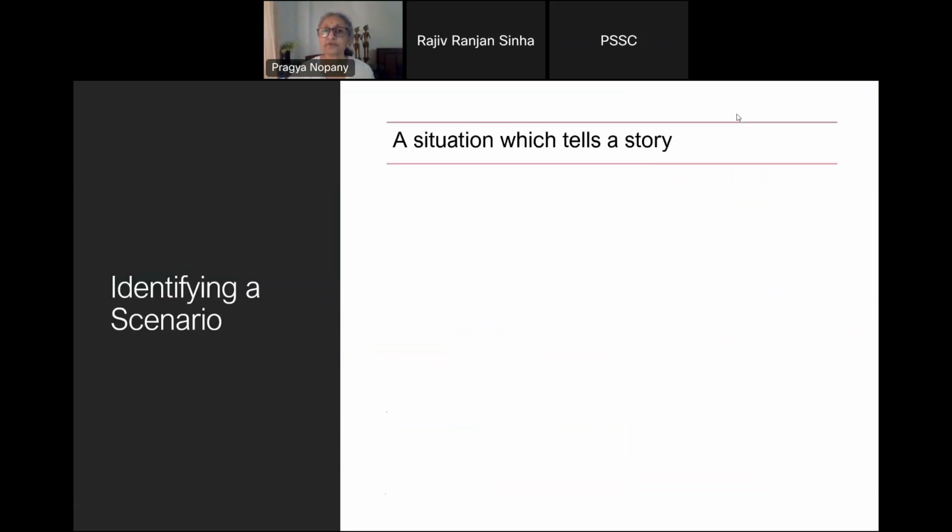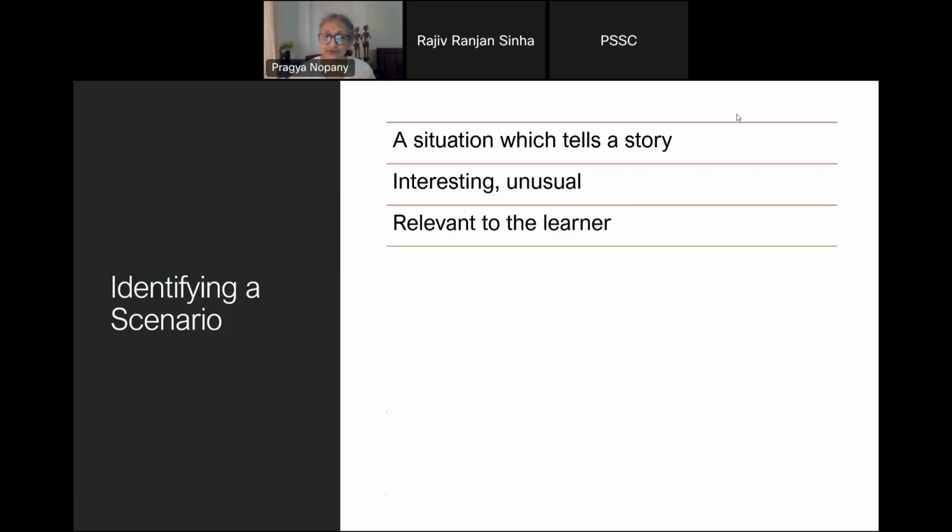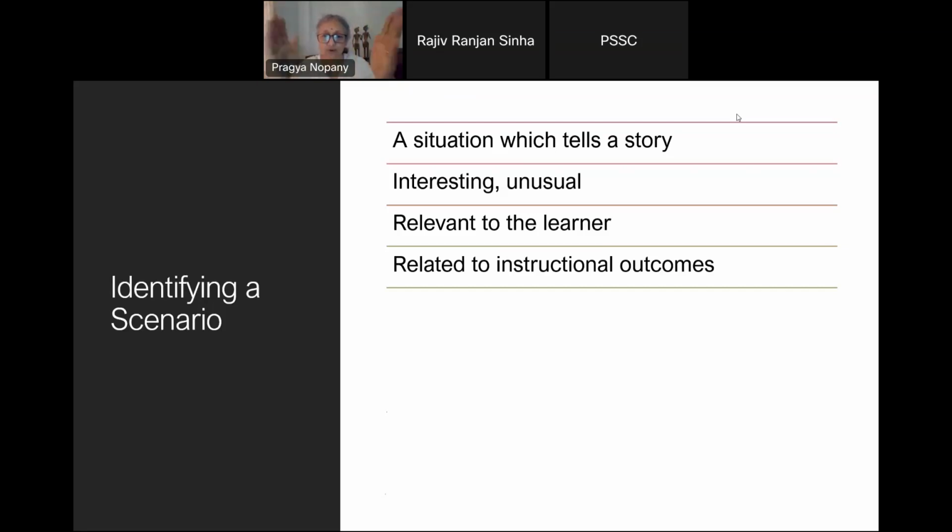So when we are researching for a scenario, how do we identify that, yes, this is the scenario that we want? For that, we have to understand that the situation must tell us a story, and it should be interesting, and it should be unusual. It should be relevant to the learner. It should be related to the instructional outcomes. It is not that we just told a story and created interest, then we have not reached anywhere. We have to remember what our goal is, where we have to take the students. Our goal is that they should be able to analyze a new situation, think about various factors playing in that situation, and then evaluate something and arrive at the final solution.